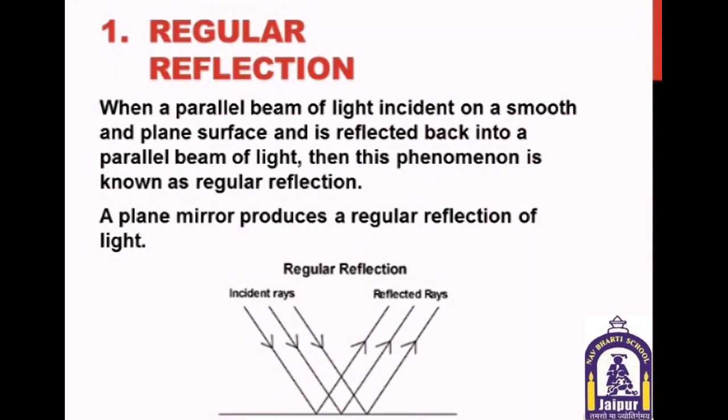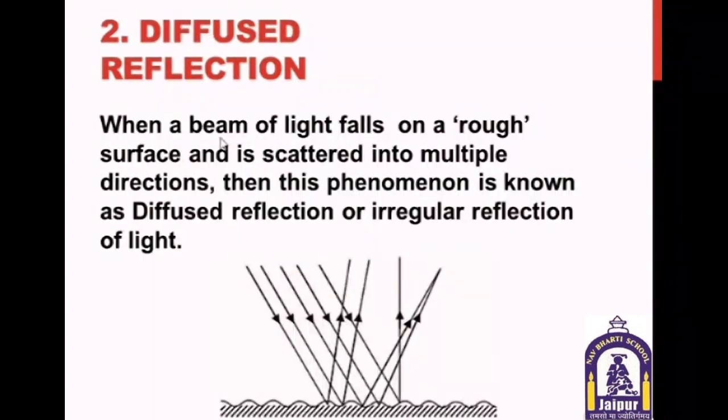Now let's come to diffuse reflection. When a beam of light falls on a rough surface, you can see it is an uneven surface, you can call it a rough surface, the light is scattered away in multiple directions. These directions are not fixed. So you can also call diffuse reflection irregular reflection, because of the unevenness of the surface and the multiple-direction scattering of the reflected rays.